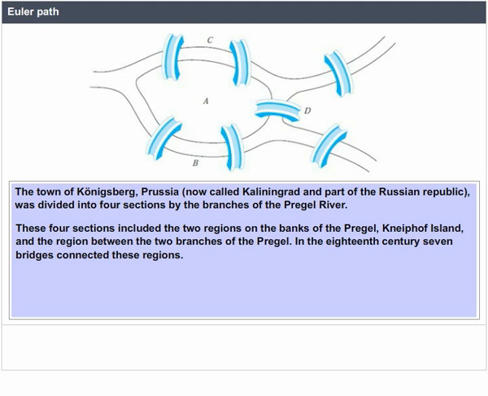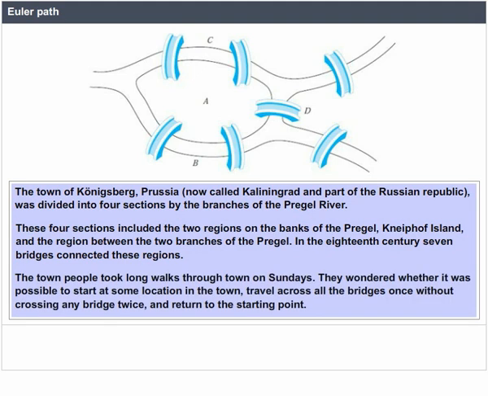The townspeople took long walks through town on Sundays. They wondered whether it was possible to start at some location in the town, travel across all the bridges once without crossing any bridge twice, and return to the starting point.